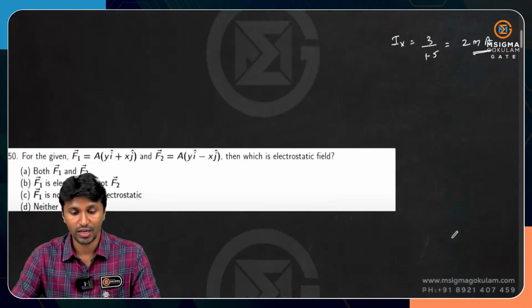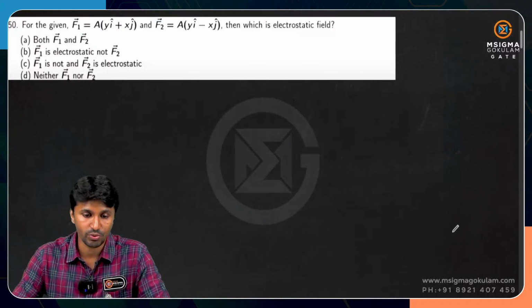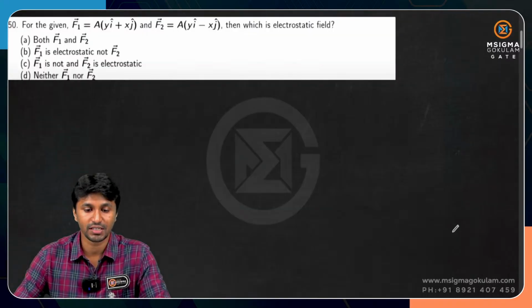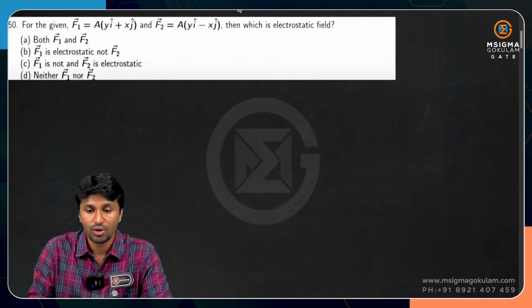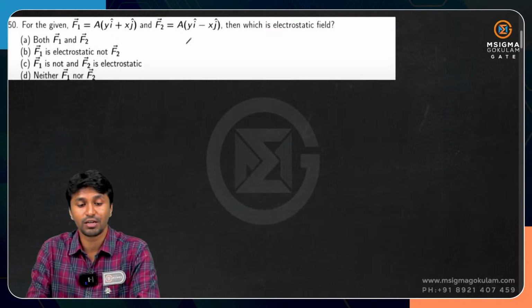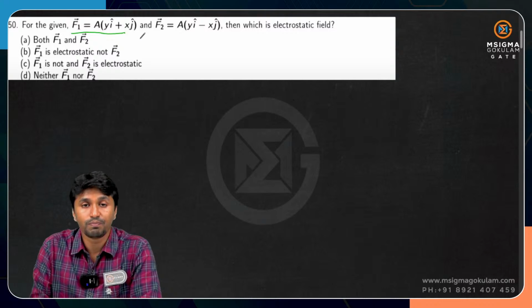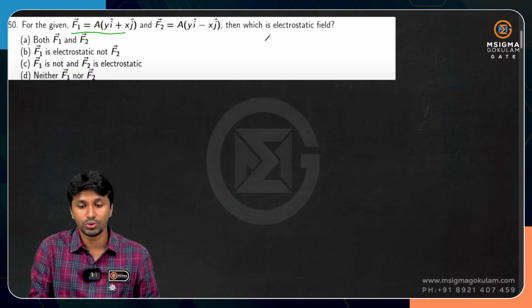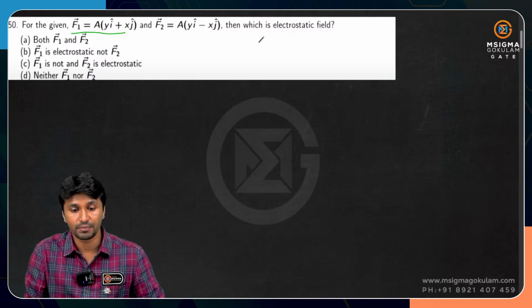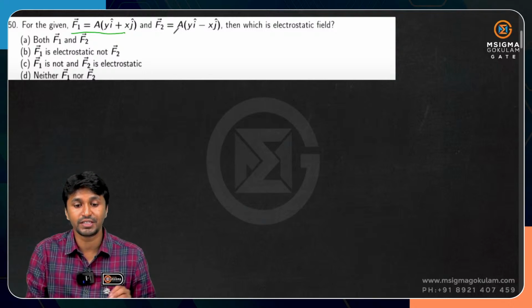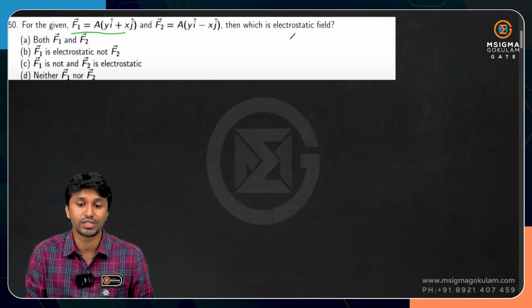Now let us move on to the next problem. This is a question from EMFT. Let us look at the question. All of you please read the question. For the given field, two vector fields are given to you. You are asked to identify which of these fields are electrostatic fields.